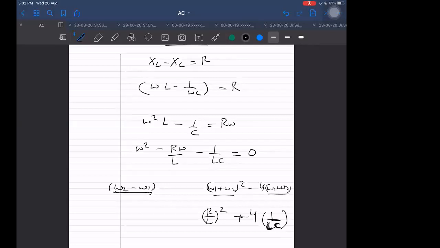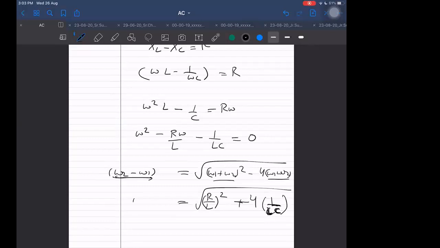Under root, correct. The remaining is correct? Yes, sir, correct. Then we know omega 2 minus omega 1. Then I don't have to find the roots also. I don't have to find omega 2 and omega 1. I got omega 2 minus omega 1.